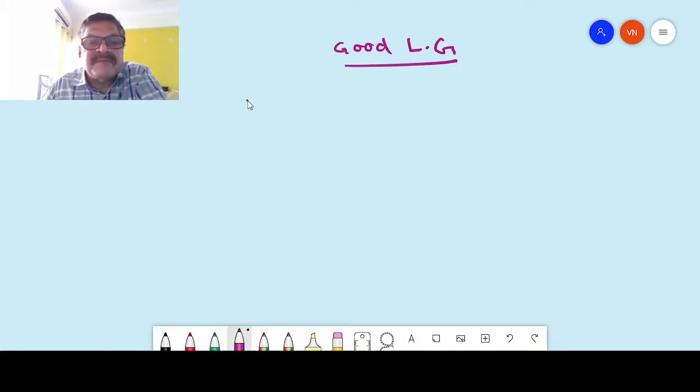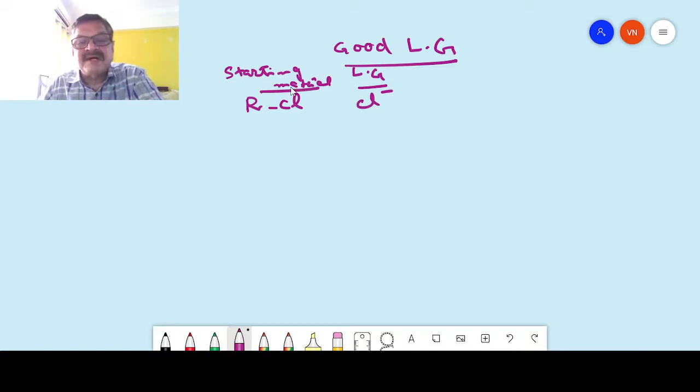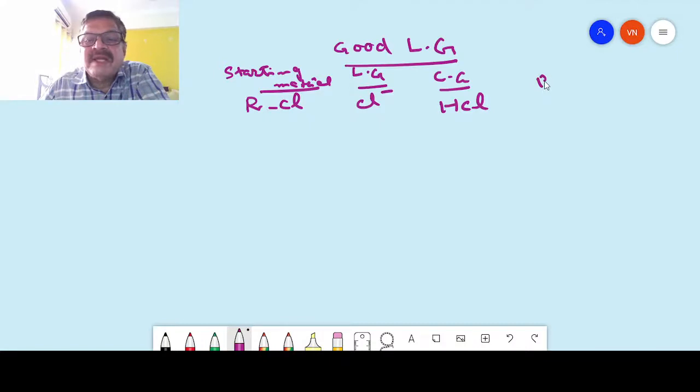Say you have a starting material RCl. The leaving group here will be chloride. What is the conjugate acid? The starting material is RCl, the leaving group is the chloride anion. The conjugate acid here is HCl. The pKa value is -7. You can get this from the tables.